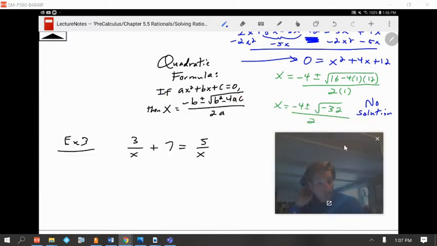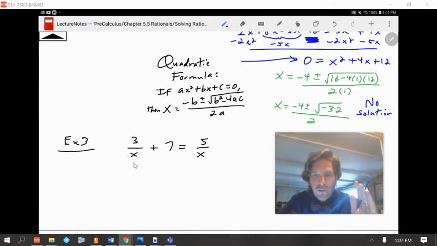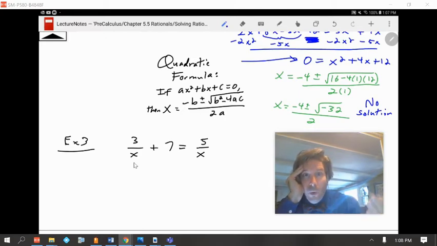When you see problem 3, my recommendation to you is look at that first fraction. Ask yourself, what would I multiply 3 divided by x by to get rid of the fraction? What is the denominator of 3 divided by x? That's basically what you do.